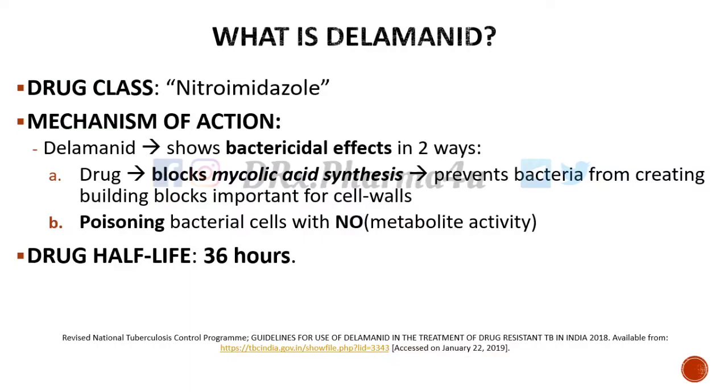As I told you in my first video about RNTCP, the most difficult thing about Mycobacterium tuberculosis therapy is its outer coating, and that is called mycolic acid. That is why common antibiotics we cannot use, because it can't penetrate. So this drug blocks mycolic acid synthesis, so prevents bacteria from building blocks which are important for cell wall synthesis. So that causes bactericidal activity.